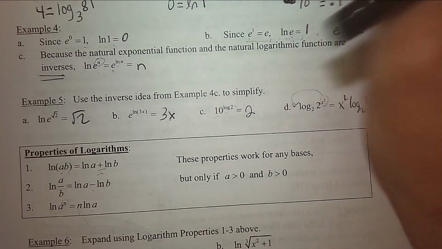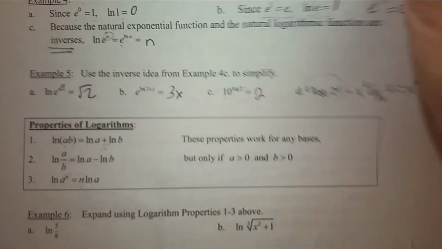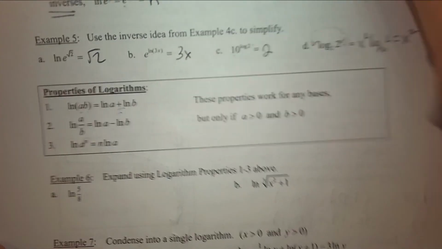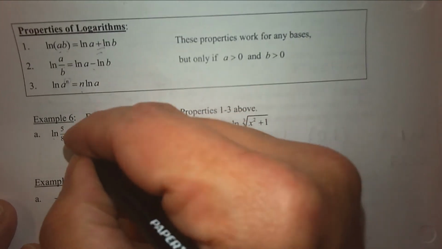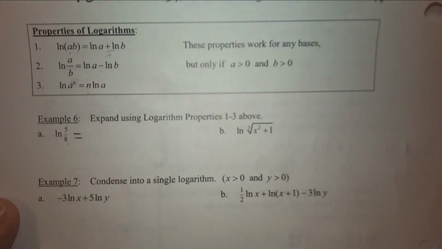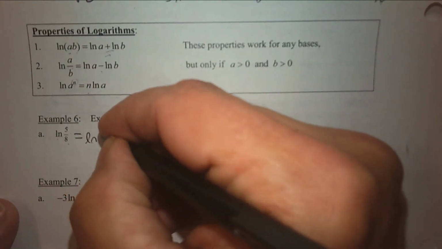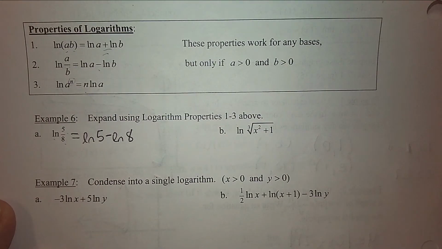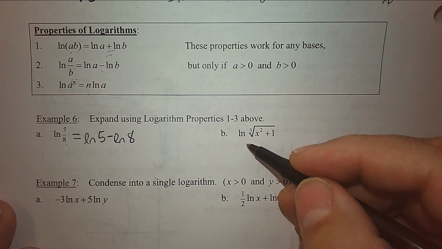Can you expand example number 6? How would you expand that? ln of 5 divided by 8. What would that look like? When you see dividing inside the logarithm, what are you going to do? It's ln 5 minus ln 8, because when you see dividing and you want to expand the logarithm, you subtract. How about this one?